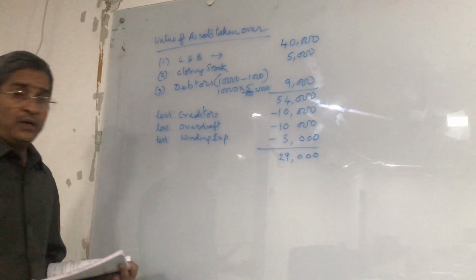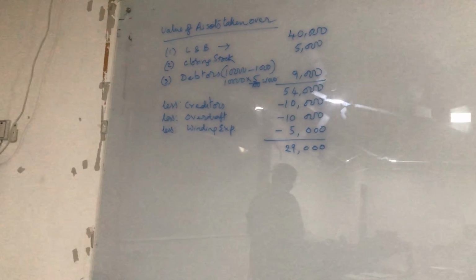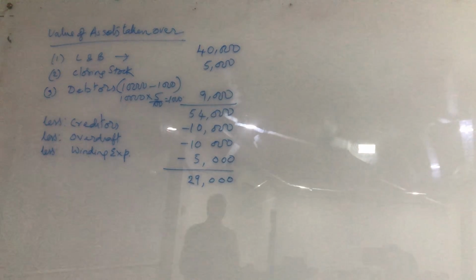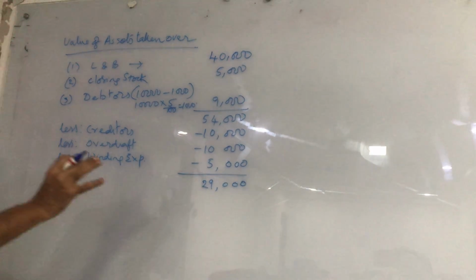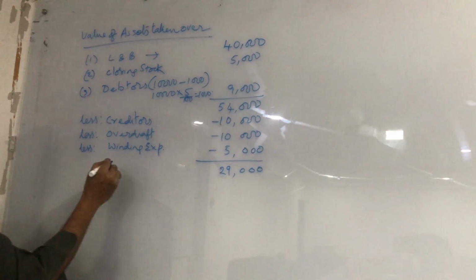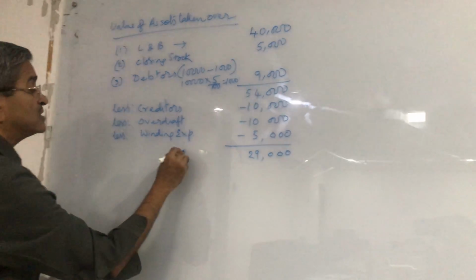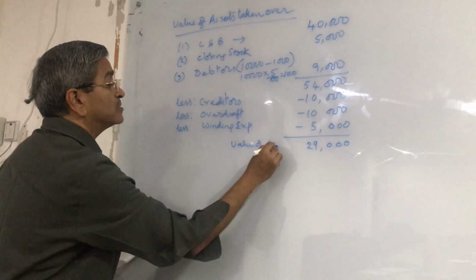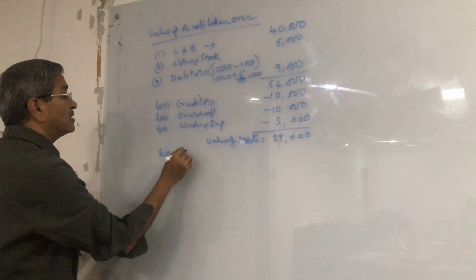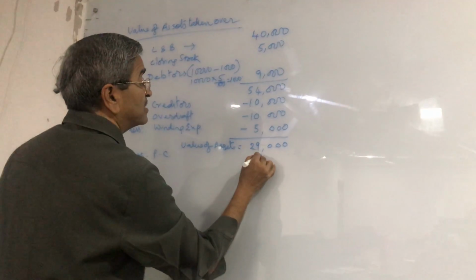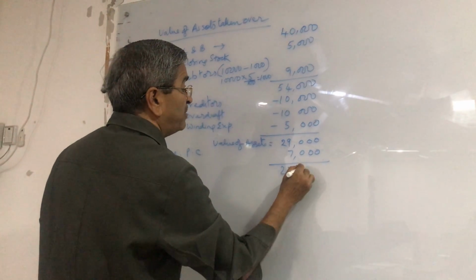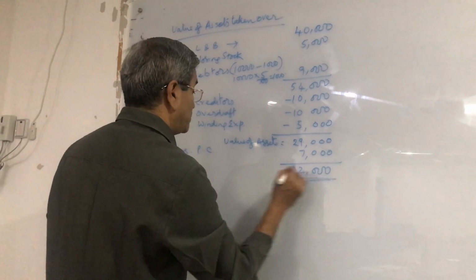Now 29,000 is the benefit you are getting by acquiring the Unlucky Limited. So we can say value of assets in simple terms. Whereas you are paying purchase consideration 7,000 only. So net benefit you are getting 22,000.